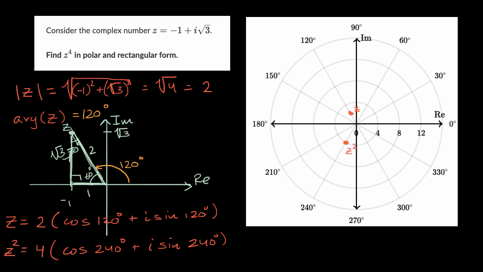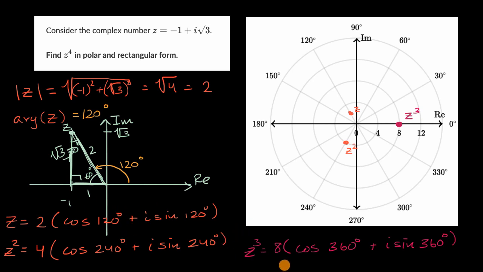And now let's think about, I'll do this in a new color, what z to the third power is going to be equal to. Well, that's going to be z squared times z again. So we're going to multiply 4 times this modulus 2. So that's going to be equal to 8 times, and then we're going to rotate z squared by 120 degrees. So cosine of 360 degrees plus i sine of 360 degrees. And so that's going to put us at 8 for our modulus. And 360 degrees is the same thing as 0 degrees, so we are right over here. So this is z to the third power. And I think you know where this is going.